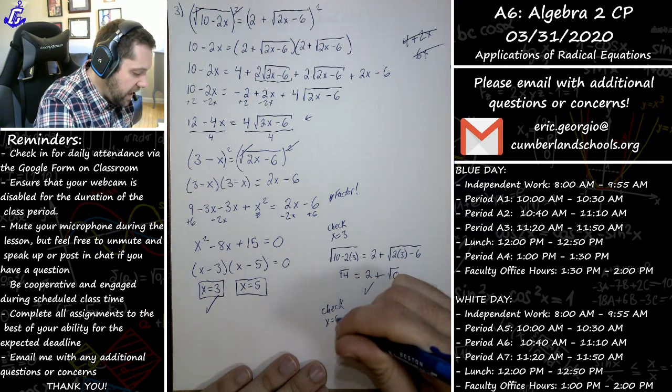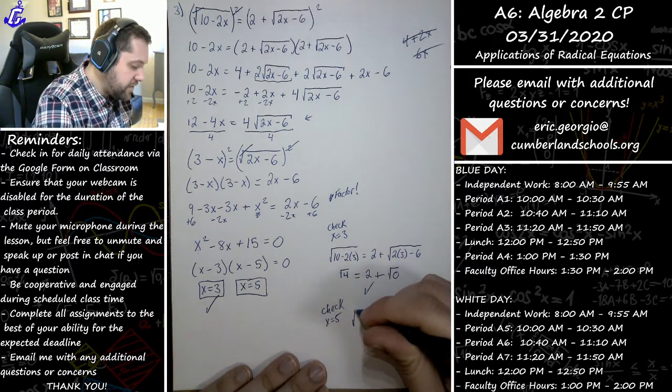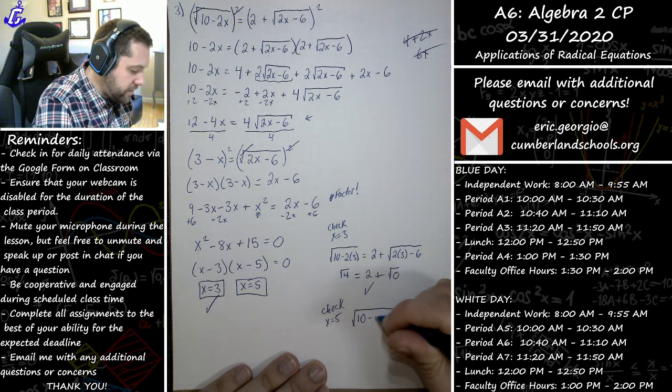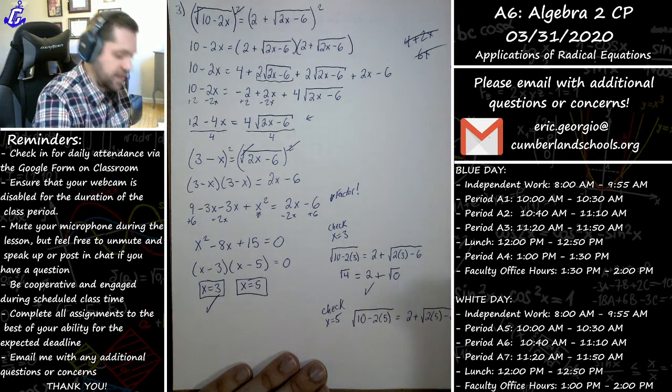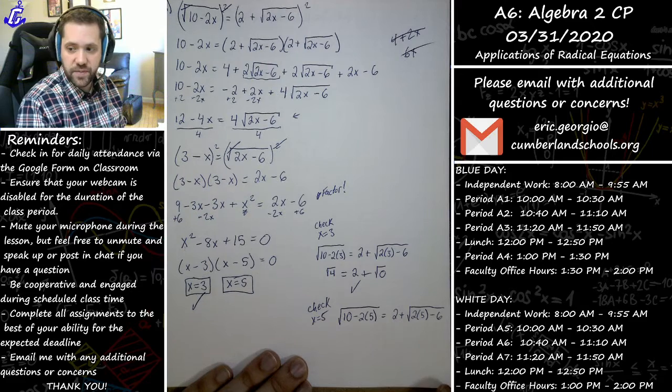When x is equal to 5, do we get that both work out? Is the square root of 10 minus 2 times 5 equal to 2 plus the square root of 2 times 5 minus 6? Is that true? Sorry, I went off the page a little bit. Is that true?